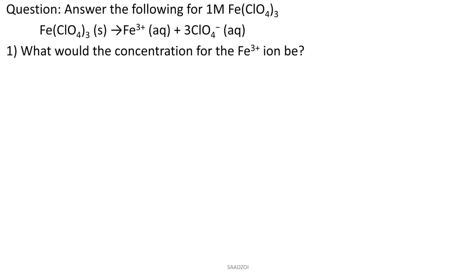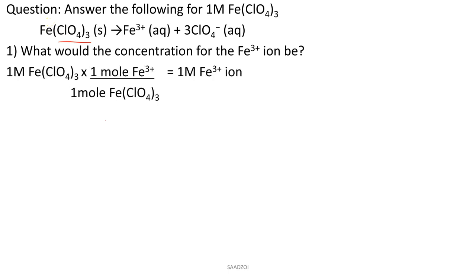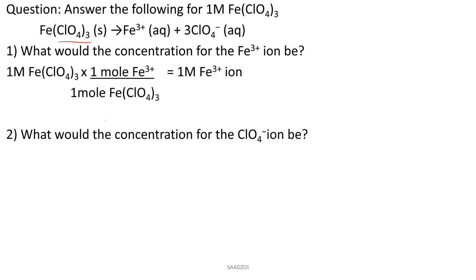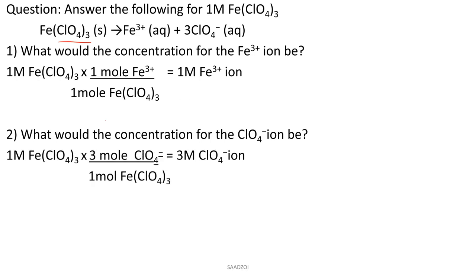All right, so answer the following for 1 molar of iron(III) perchlorate. So you could once again do the reaction if you wanted to, or just look at it. 3 perchlorates. So the concentration of perchlorate, I already know is going to be 3 molar. What's the concentration of iron? 1 molar, same value. Why? The ratio is 1 to 1, and then for perchlorate 3 to 1. So that's how you get 3 molar of ClO4 minus. So that's how you do concentration of ions. Another variation of stoichiometry.